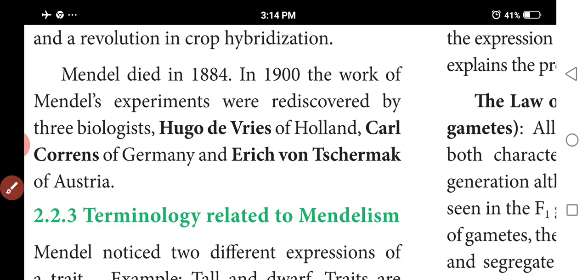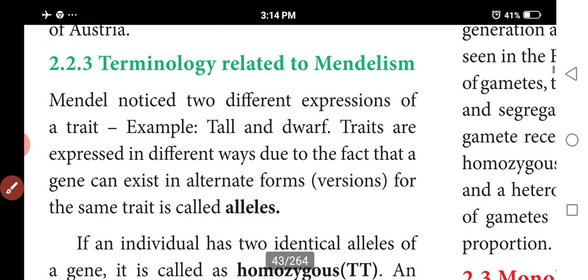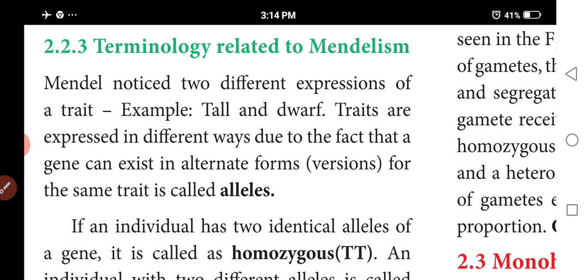Next we discuss the terminology related to Mendelism. Some technical or scientific terms were used by Mendel; these are called terminology. What are the terms? First, genes. Mendel called them factors, and today we call them genes. Mendel noticed two different expressions of traits, for example tall and dwarf.